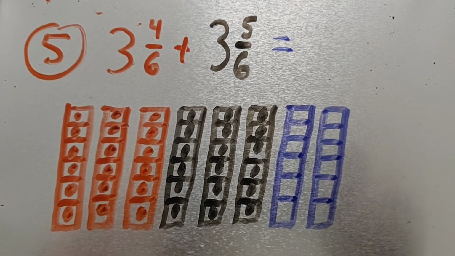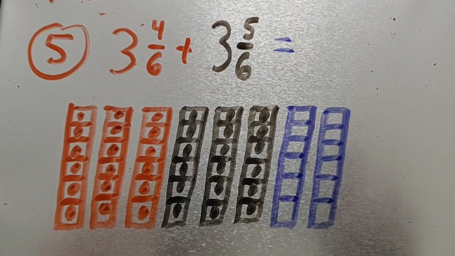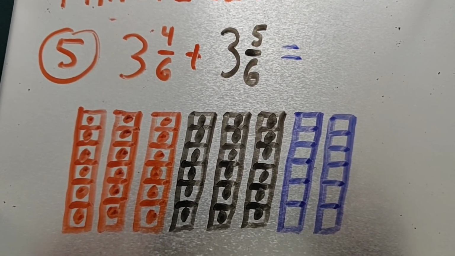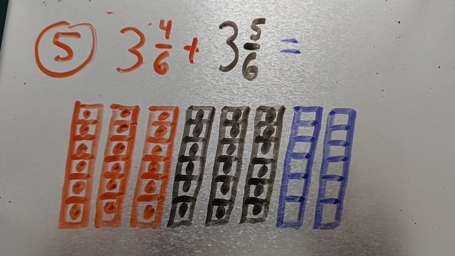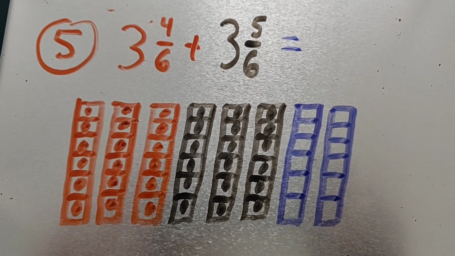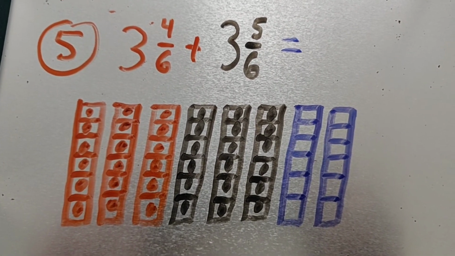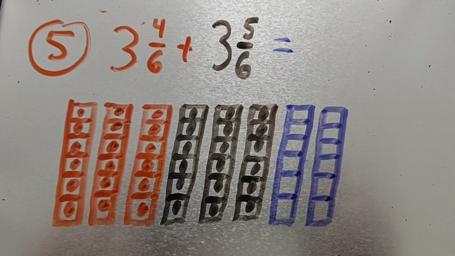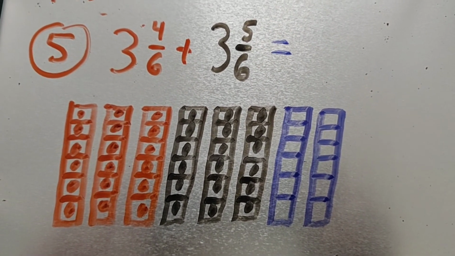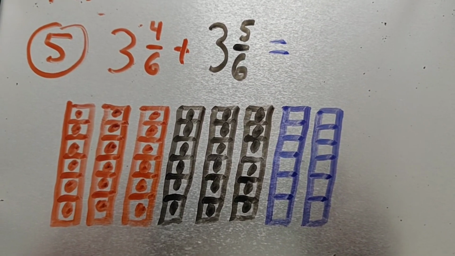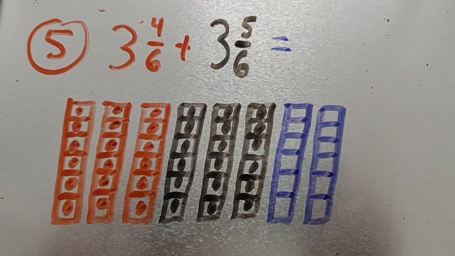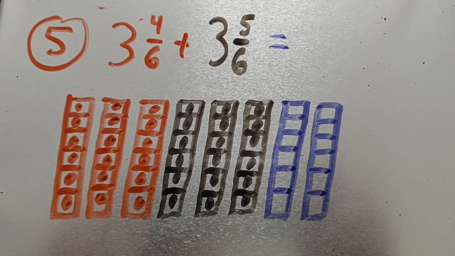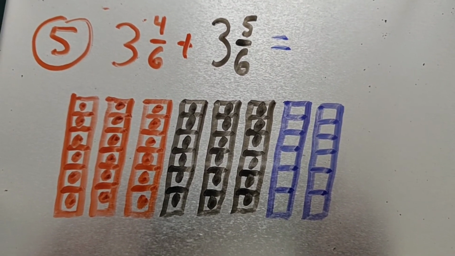So for our practice problem number 5, 3 and 4/6 plus 3 and 5/6. Notice the first thing I did was take the 3 wholes from 3 and 4/6 and go ahead and model them on the left. You can see they're the same color as the 3 wholes in 3 and 4/6. Then I took the 3 wholes from 3 and 5/6 in black and I modeled those 3 wholes next to the first 3 wholes. So there I have 6 wholes altogether, and now I just need to add in the fractional parts of the mixed numbers. So the 4/6 from 3 and 4/6 and the 5/6 from 3 and 5/6.